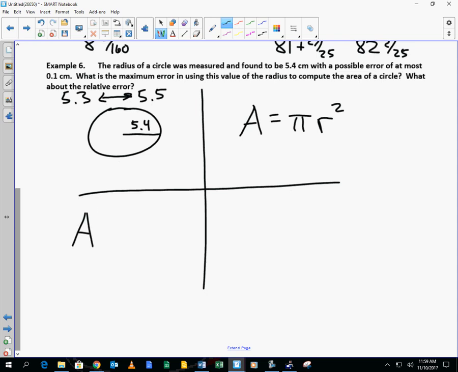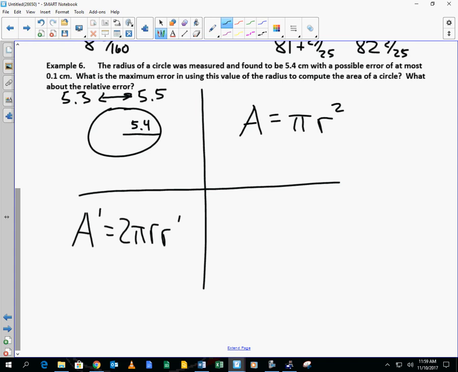Derivative of area, A prime. Derivative of pi r squared, 2 pi r dr. This is just saying that if the radius changes a certain amount, like how much could the radius possibly change? 0.1. Then how much would the area change? That's what this is saying.